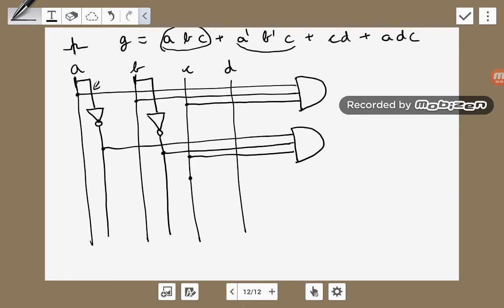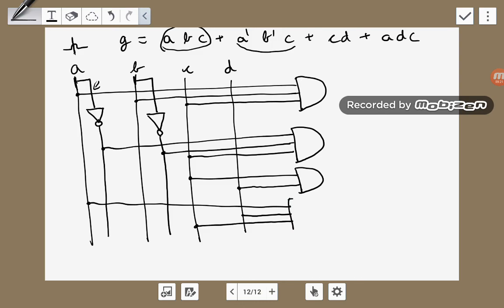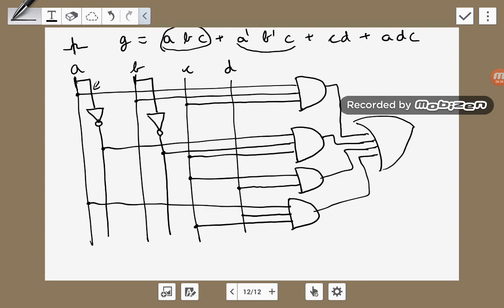And the third one is CD. Easy, two inputs going into an AND gate. And the last one is ADC. You get a wire from A, a wire from D, and a wire from C. So we have all the AND gates ready. Now the last step is to OR them. To OR them, we just need to make an OR gate. That's ready. That's it. That will be the schematic for this particular expression.